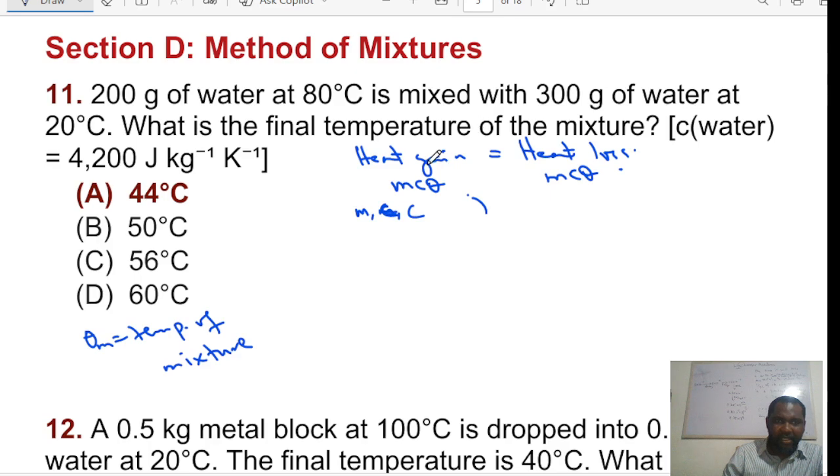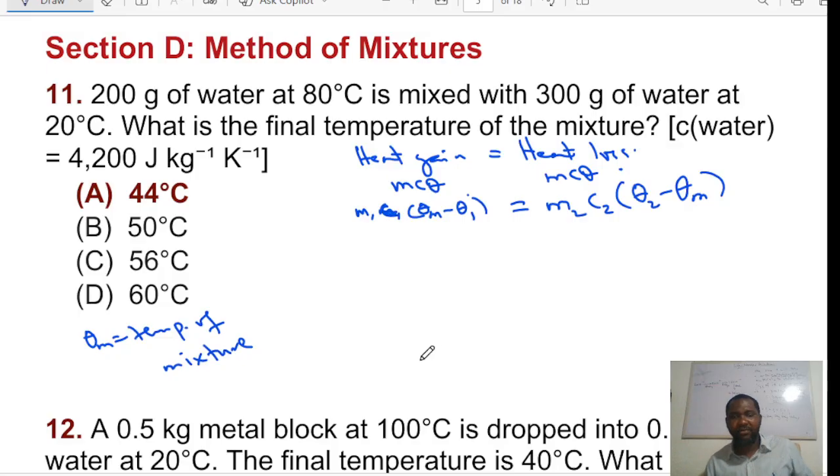Because heat gain means it is the colder body, so it's supposed to be the temperature of the mixture minus the temperature of the colder body, because the colder body is going to have a lower temperature than the temperature of the mixture. In the case of the hotter body, it's going to be m2c2, then the temperature here will be theta 2 minus theta m, that means minus the temperature of the mixture. Don't forget that. So the hotter body will definitely be higher.